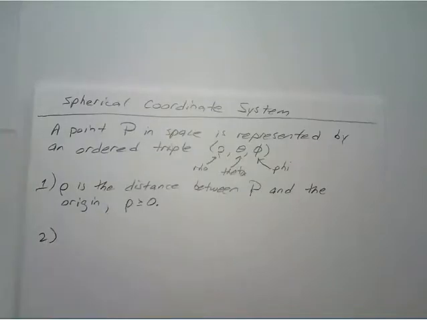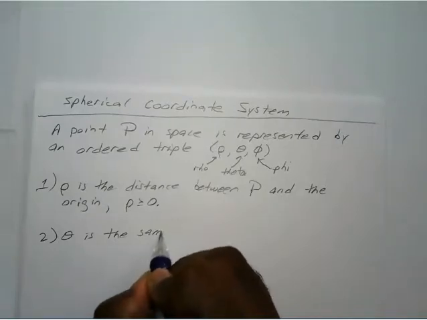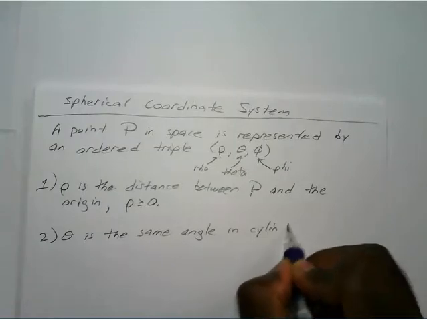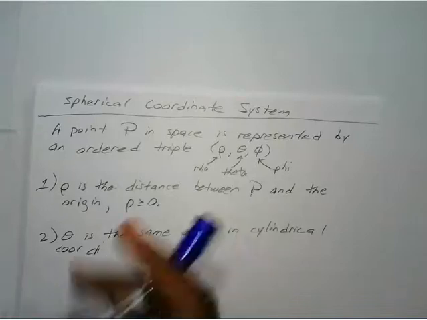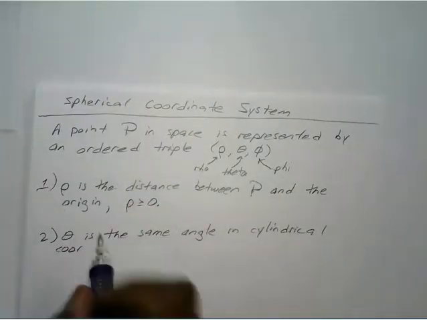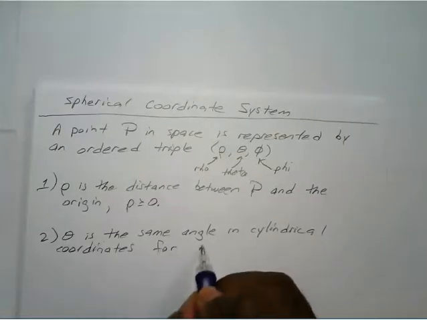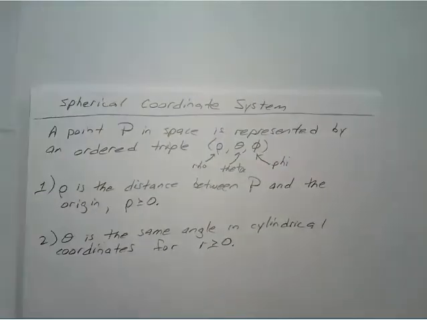Okay. 2, theta is the same angle as in cylindrical coordinates, where r is greater than or equal to 0. So in other words, when your radius is greater than or equal to 0, or non-negative.